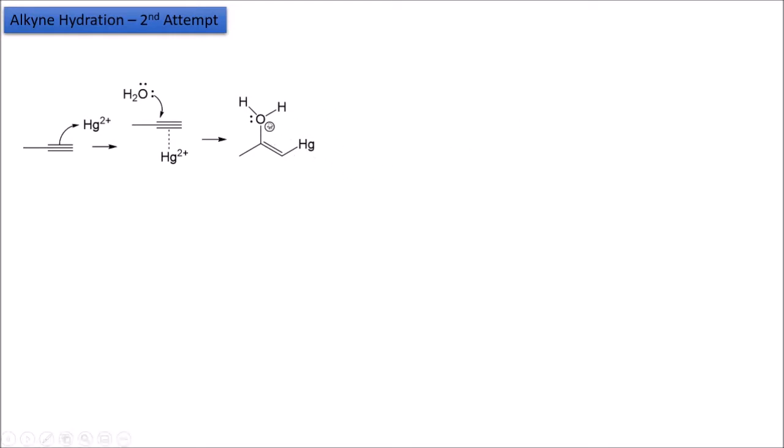And before we move on, we should probably clean up this positive charge, so we're going to use water to deprotonate that. And now you're starting to see the final product take shape, because what we're ultimately trying to produce is something called an enol, which is an alcohol connected to an alkene.